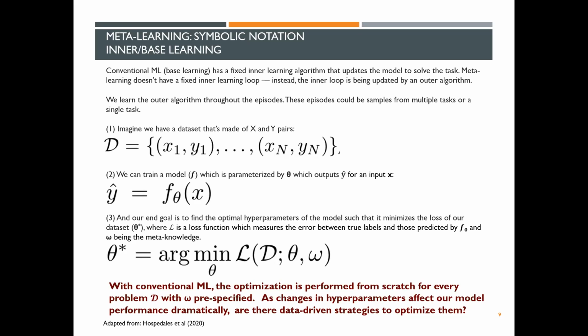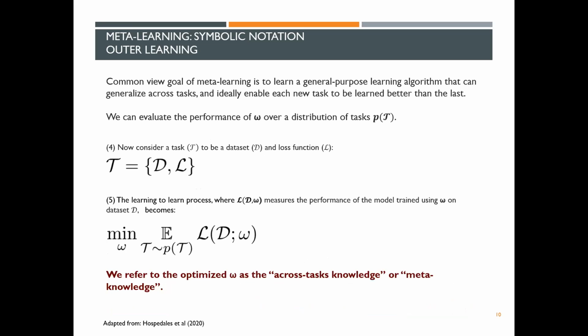But what these researchers are asking is, we know how important these hyperparameters are, and we can see performance dramatically affected by just small changes in these hyperparameters. So how do we look at changes in the cause-effect relationship of changing our hyperparameters to actually optimize the performance of these inner base learners? So now we'll step out to the outer loop.